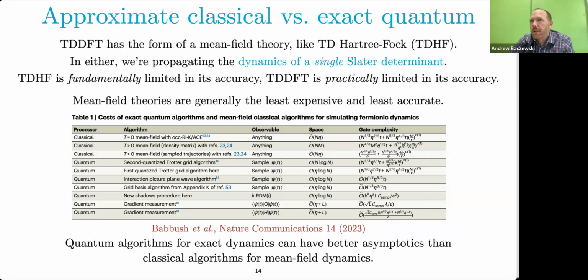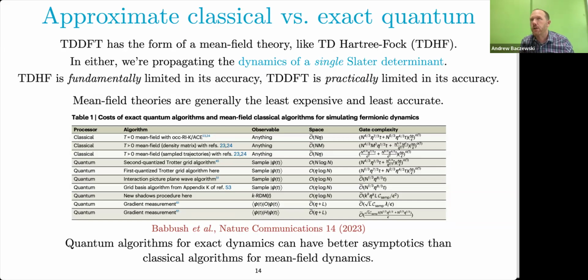So one of the initial results that kind of spurred some of the work is this 2023 paper led out of Google by Ryan Babbush et al. Essentially they analyzed the asymptotics of a bunch of different mean field theories and showed that there are quantum algorithms for exact dynamics, not approximate dynamics, that actually have better asymptotics than classical algorithms for mean field dynamics. So it's often the case that we think of quantum advantage for dynamic simulations as being kind of this exponential-like advantage, let's say, between exact dynamics on a classical computer and exact dynamics on a quantum computer.